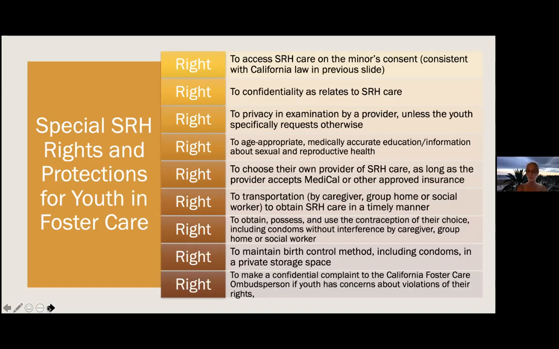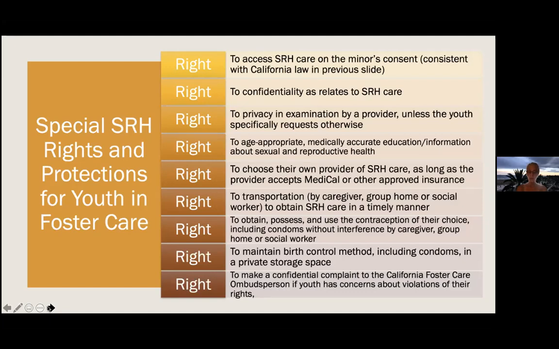They also have the right to transportation by a caregiver, a group home, or a social worker to obtain their sexual and reproductive health care in a timely manner. And sometimes that means there's a short turnaround time, and that transportation needs to be available to them. They have the right to obtain, possess, and use the contraception of their choice, including condoms, without any interference by their caregiver, their group home, or their social worker. And they have the right to maintain that contraception, including condoms, in a private storage space. So even if they're in a group home and somebody else holds their meds and distributes their meds, if it is birth control, they have the right to keep it in their own space, and it's private and it's theirs.